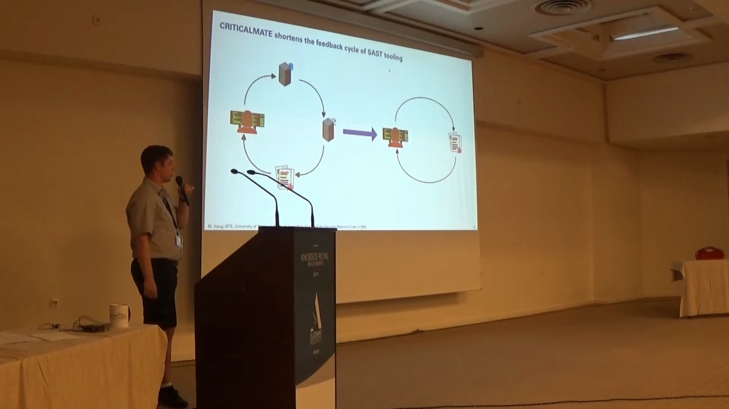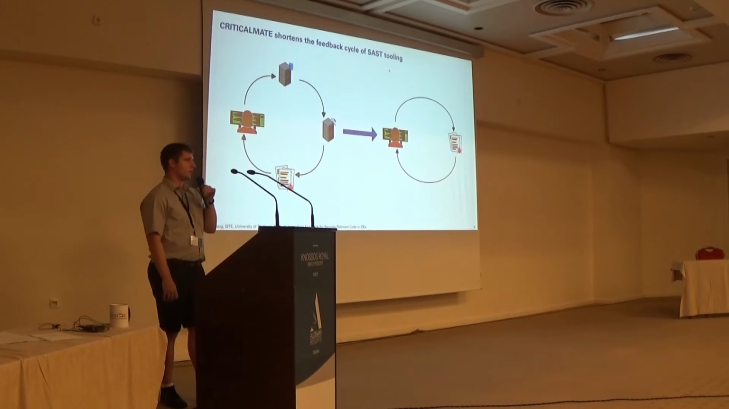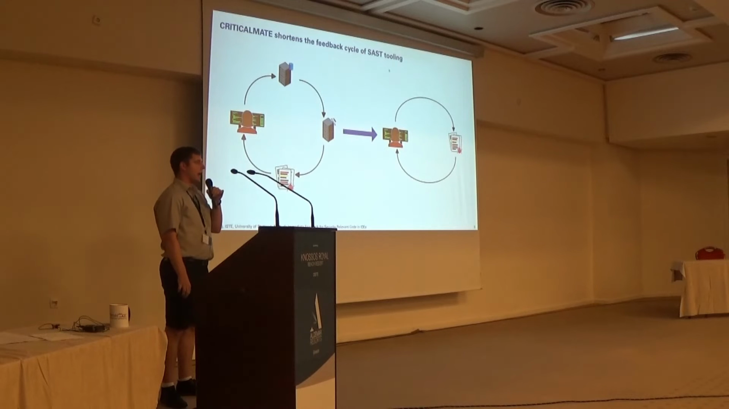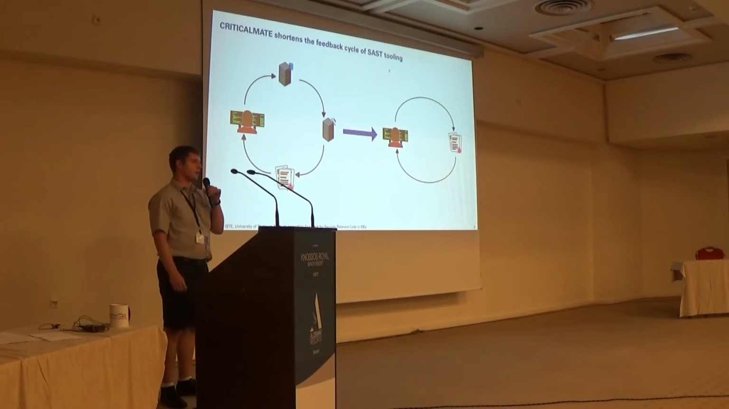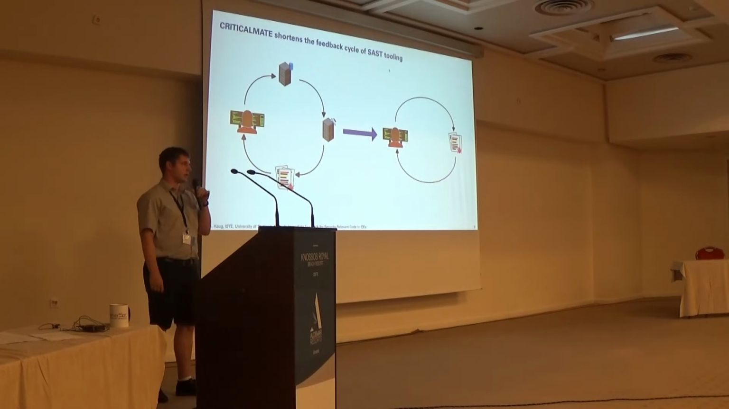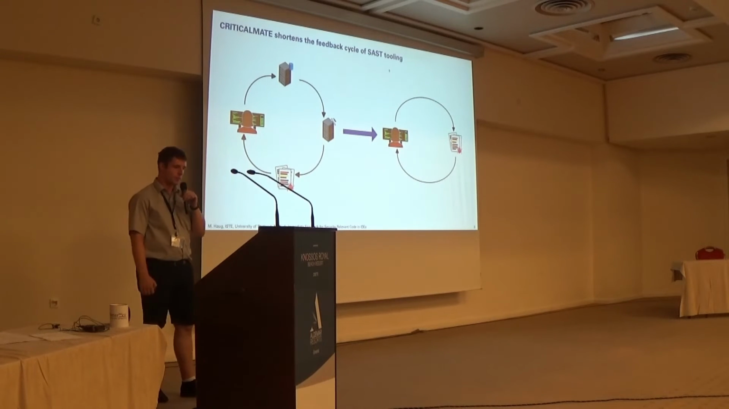The first one being shortening the feedback cycle. We integrated Critical Mate directly into numerous IDEs, and that way the results are presented directly in the code editor. So you write a line of code, Critical Mate analyzes it, and you see the highlight in the code, and you can get directly to fix it.